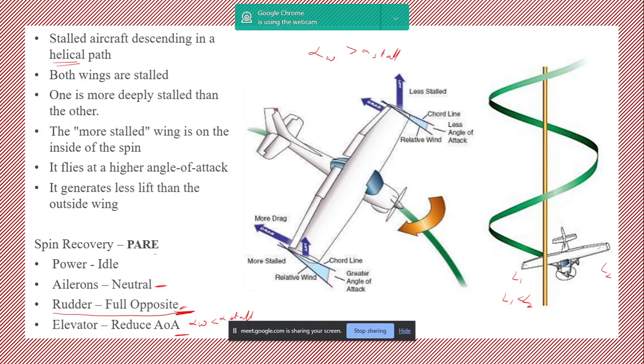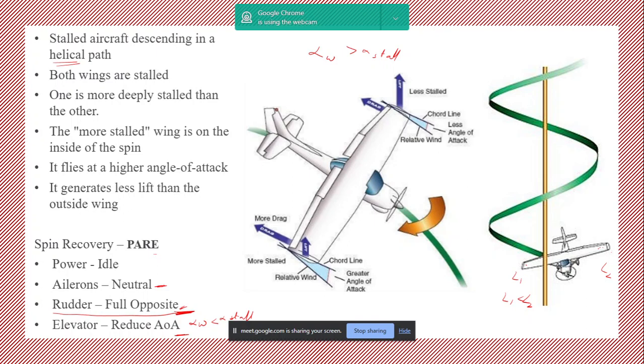So it only occurs when the aircraft is already stalled, that is both the wings are stalled, but it happens when one wing is more stalled than the other. So the more stalled wing loses its lift much faster than the wing that is less stalled. So it continues down a spiral path.